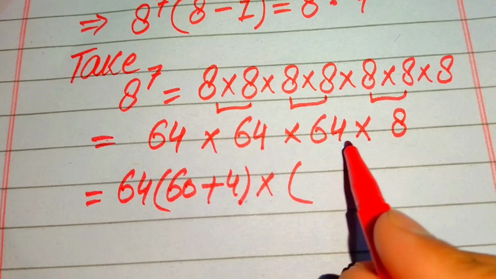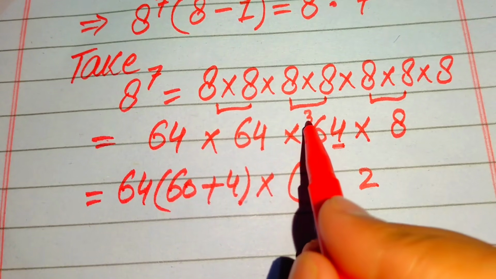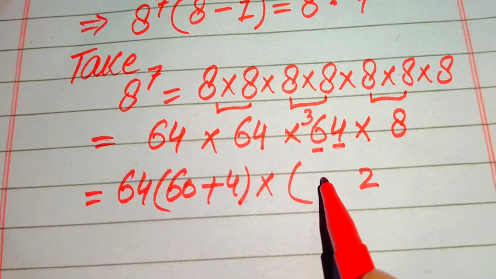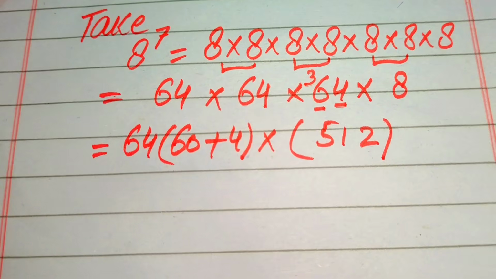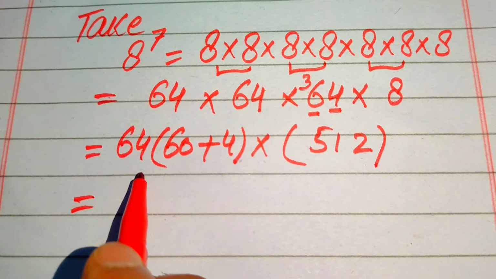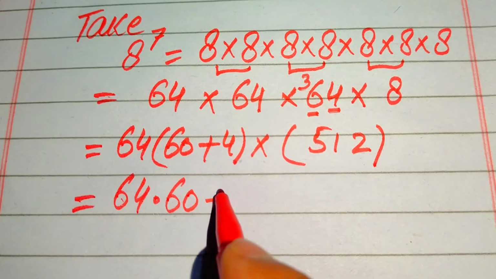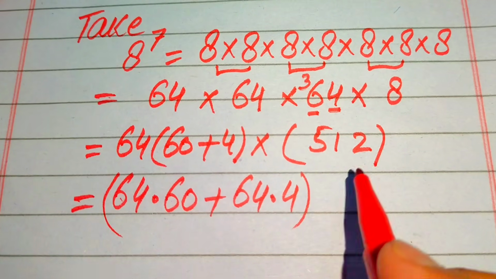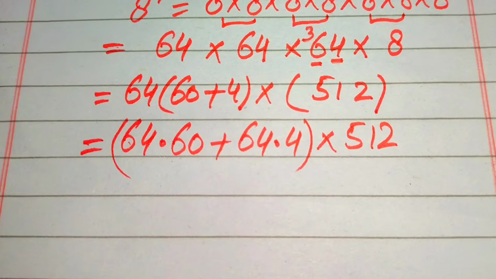We multiply these two terms, and you see that 8 4s are 32. We write 2 and carry 3. 8 6s are 48. 48 plus 3 becomes 51. So in the same pattern we multiply these terms. Here we multiply 64 separately on both of these two values, and we get 64 times 60 plus 64 times 4, and its resulting answer is multiplied by 512.